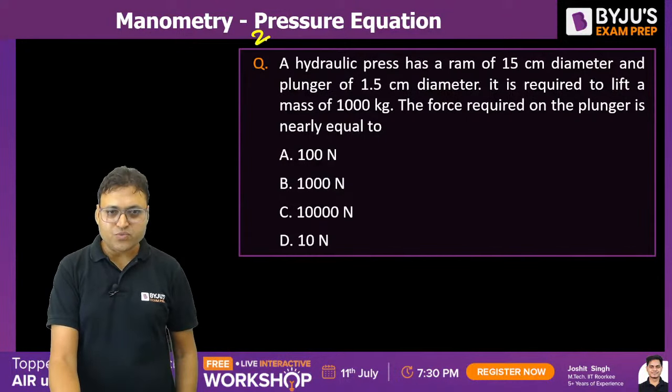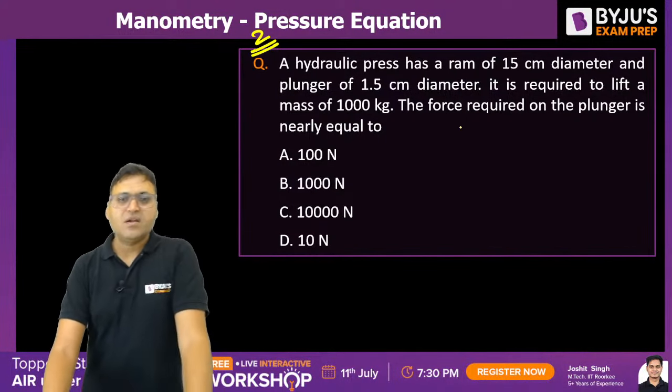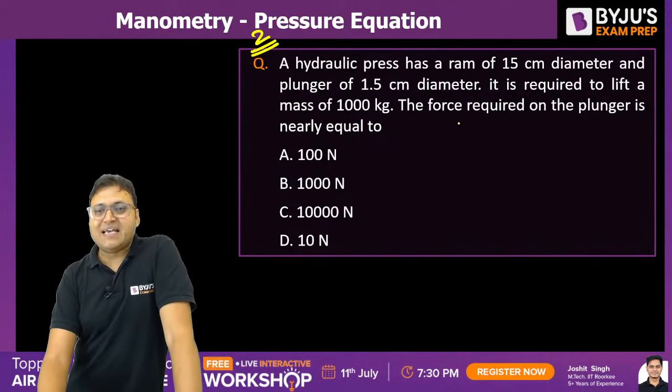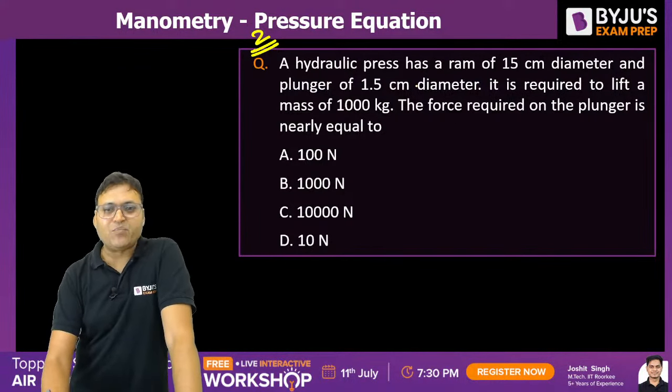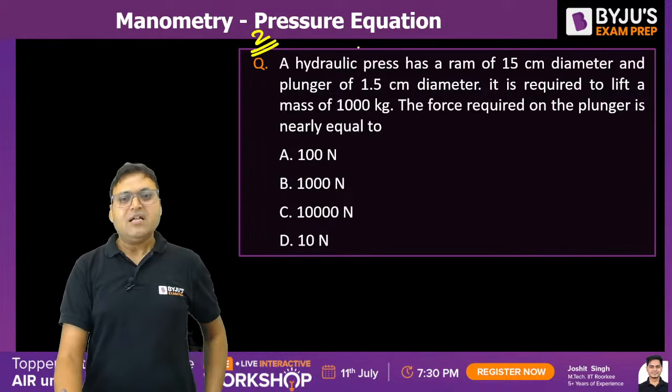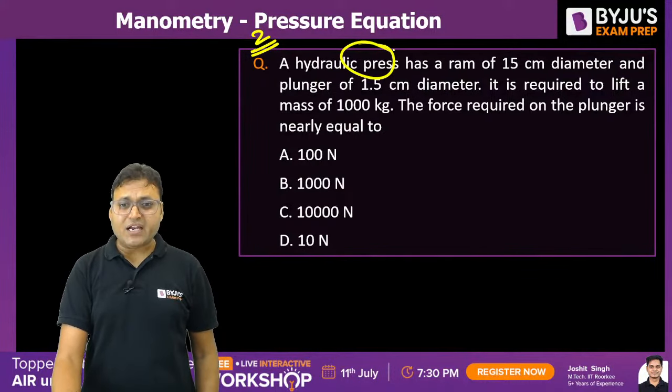Question number 2. A hydraulic press has a ram of 15 centimeter diameter and plunger of 1.5 centimeter diameter. Hydraulic press or hydraulic lift is based on the concept of Pascal law.